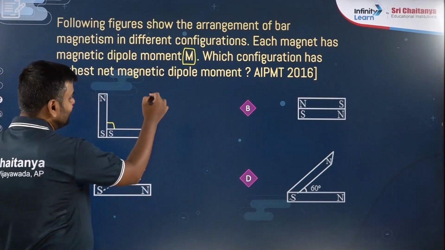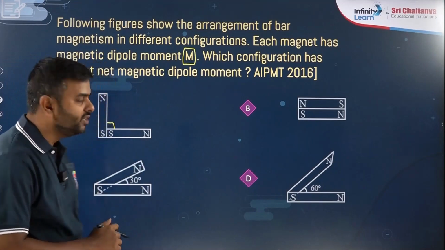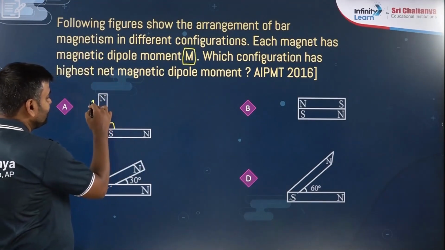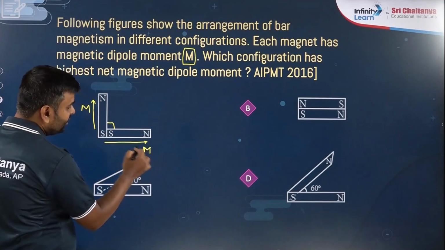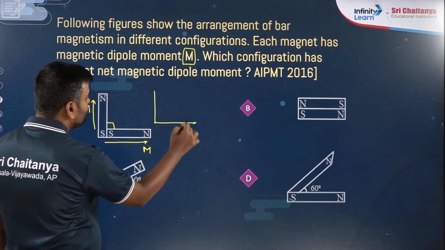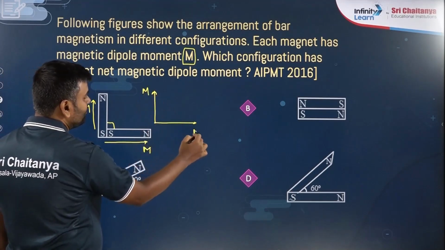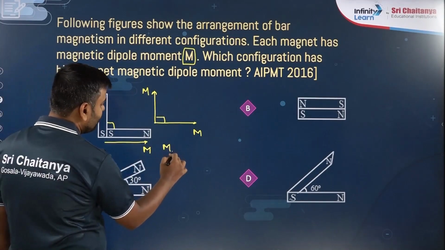Let's say we know the direction of the magnetic dipole moment is from south pole to north pole. So in this case, this will be the magnetic dipole moment for this magnet, and for this one it will be here, and both have how much angle? 90 degrees. So when we have 2 perpendicular vectors, how do we calculate the net value? In this case, what is the net value we are getting?